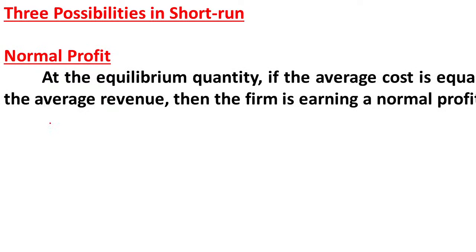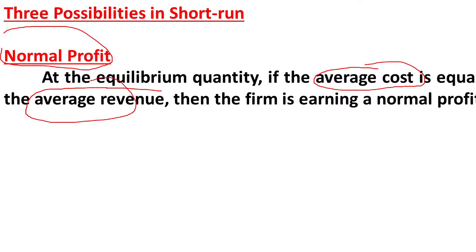So there are three possibilities in the short run. In the short run the firm can make normal profit, it can make supernormal profit, or sometimes the firm can also face losses. So let us see what we mean by normal profit. In case of normal profit, the average cost, the cost per unit of a product, is equal to the average revenue. Then we can say the firm is earning normal profit.